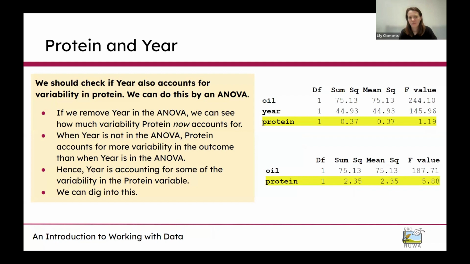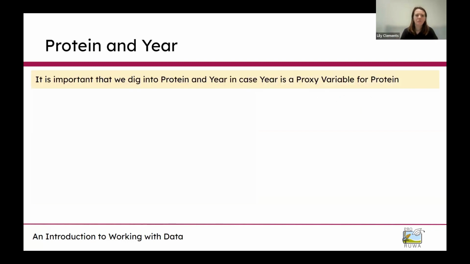the ANOVA. What we mean by this is if we look at this top ANOVA here, our protein F value is 1.19 when we have year in, and when we remove year, our protein F value is up to 5.88. Hence, year is accounting for some of the variability in the protein variable. So let's just dig into this one very briefly.